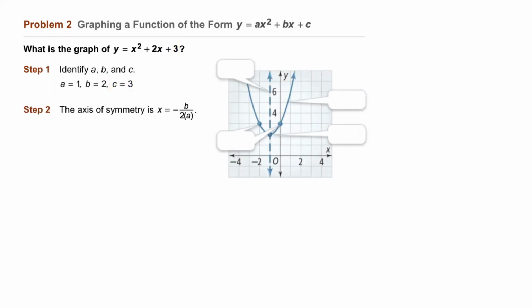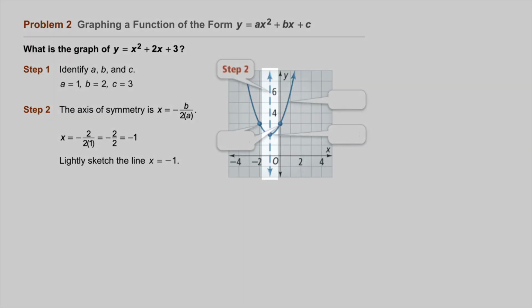Step 2. The axis of symmetry is x equals negative b over 2a. So substituting our values from step 1, x equals negative 2 over 2 times 1, and that's the same as negative 1. We can lightly sketch the line x equals negative 1 to represent our axis of symmetry.